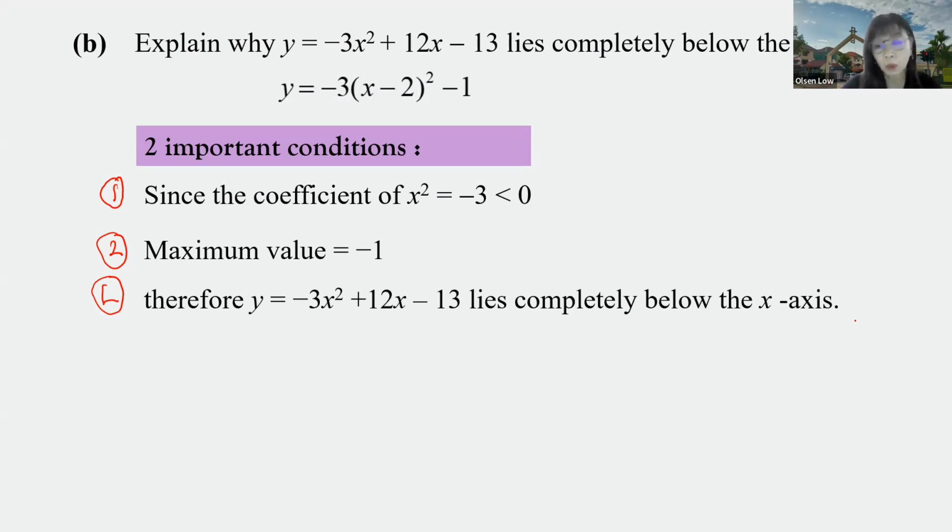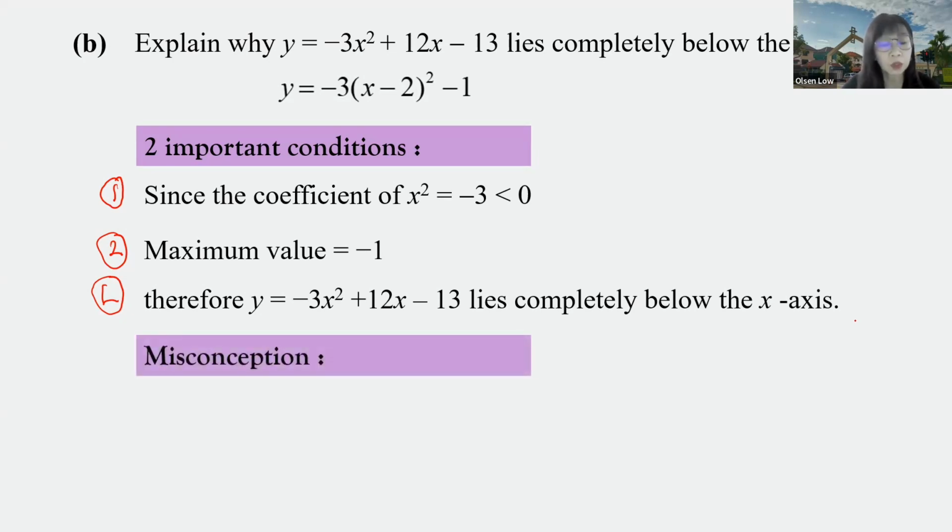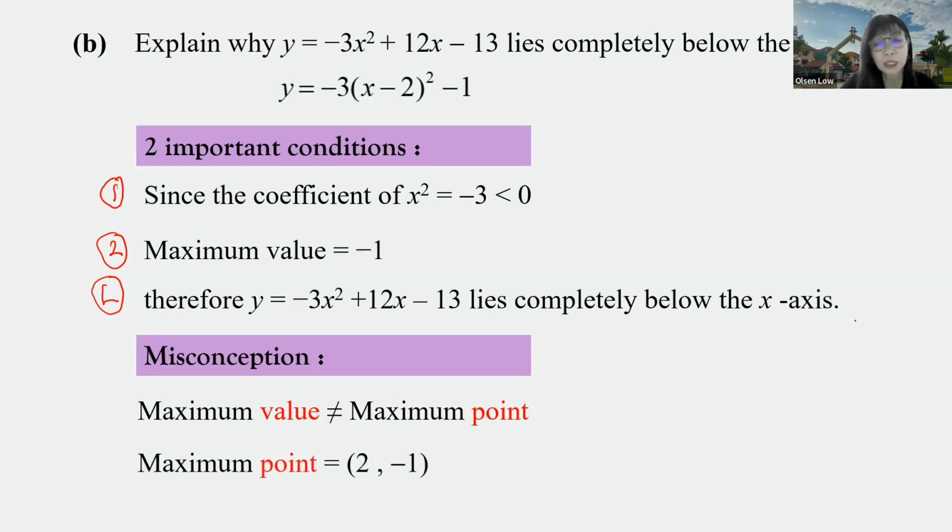At this point, I also want to highlight one important misconception which a lot of students misunderstand: maximum value as maximum point. Do take note, maximum value is not equal to maximum point, as I mentioned in my previous slide. The maximum point is (2, -1), whereas the maximum value is equal to -1. Do take note of this important information. With this, I conclude.